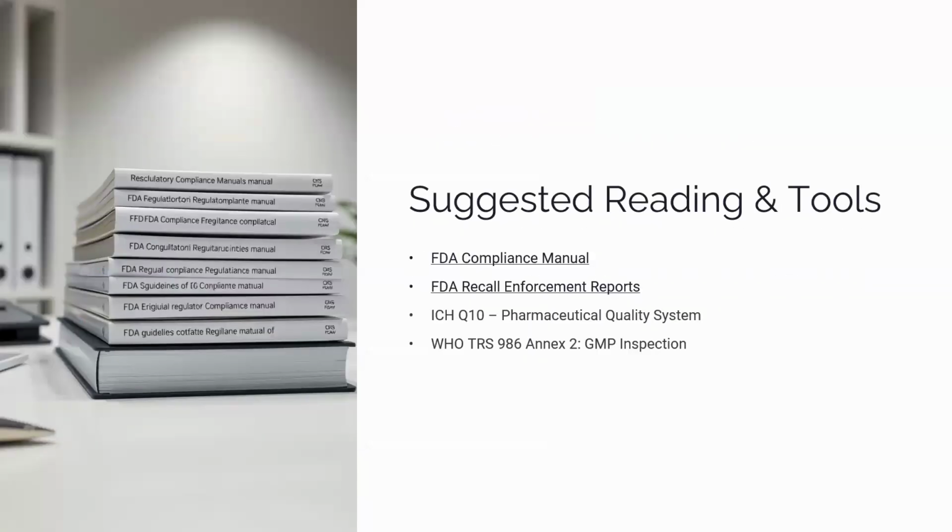So these are the suggested reading and tools. You can go and read through the FDA compliance manual, FDA recall enforcement reports, ICH Q10 guidelines, which is again a very important guideline to read through because it talks about the pharmaceutical quality system. And then WHO TRS 986 Annex 2 for GMP inspection, what all observations can be found during the GMP inspection.